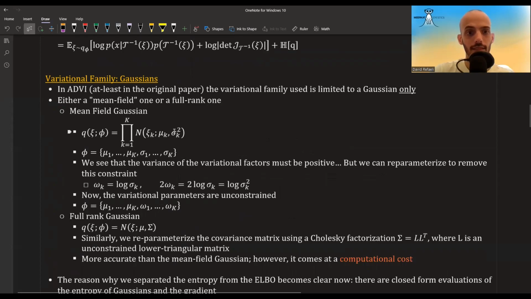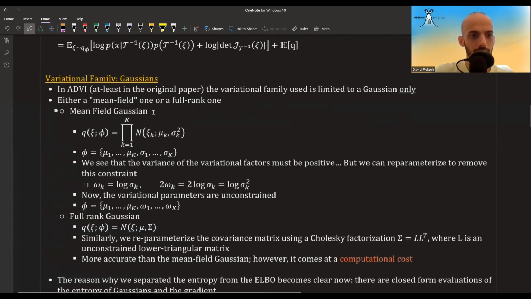In both cases, the variance parameters are constrained. Okay, so the variance here has to be above 0, and we don't want that. So we will also reparameterize to get rid of this constraint. We will call omegas the log of sigmas, and notice that 2 omegas is actually the log of sigma squared. And now our parameters are basically the mu's and the omegas. So we are now trying to optimize these parameters.